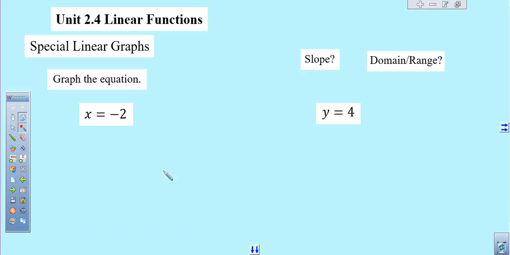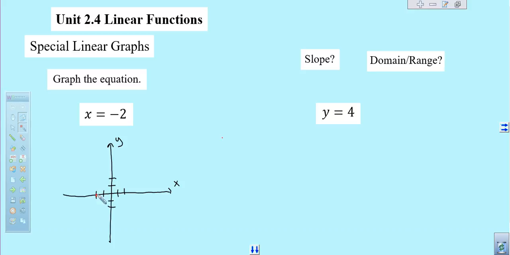So we have some special cases. This is our special linear graphs edition. In the first case, we have x equals -2. To explain this, I'm going to use an xy axis. So I've got my x-axis and my y-axis, and I want to graph a line where x is equal to -2.